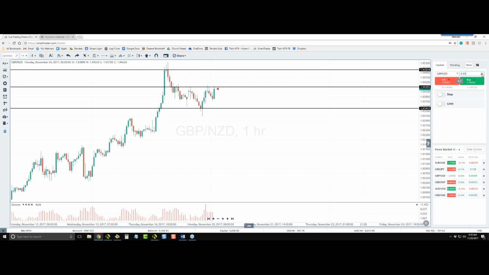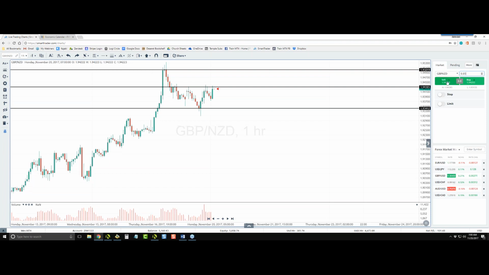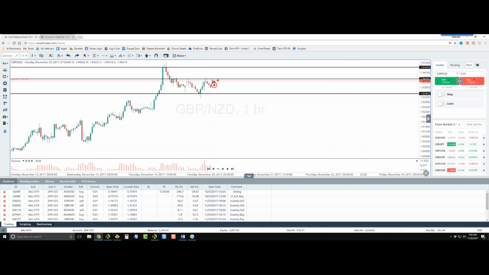I'm not going to do a one mini lot trade. I'm going to do 5 micro lot trades, about 50 cents per pip. I'm going to sell it. Oh, it sold it right away. Okay, that's cool.